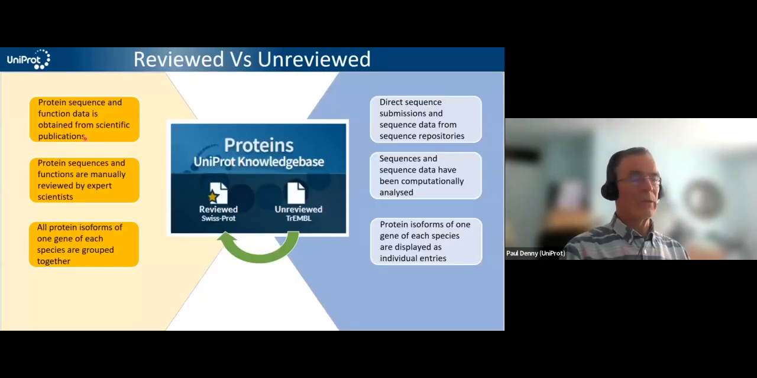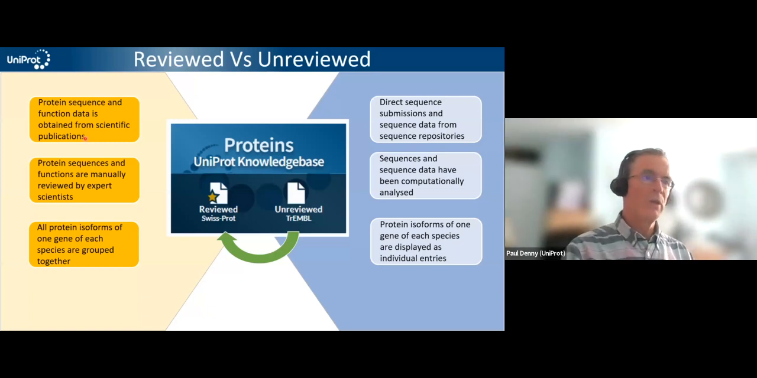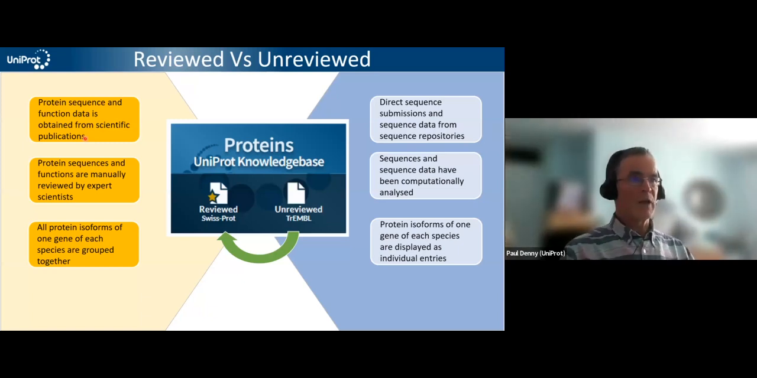At the beginning, I mentioned a little bit about reviewed versus unreviewed. So just to expand on that a little bit, as curators, we get almost all our information that we add to a particular protein entry from the literature. So that's what we mean about manually reviewed by expert scientists. The other thing about reviewed entries, the ones with the little gold star, this little icon here is shown in gold on the website as well.